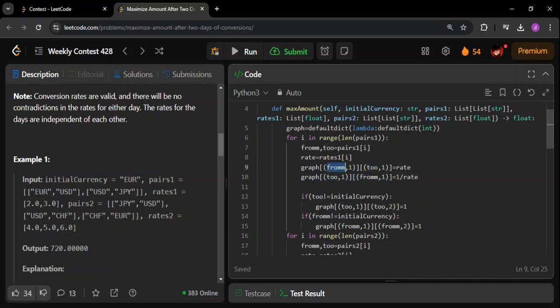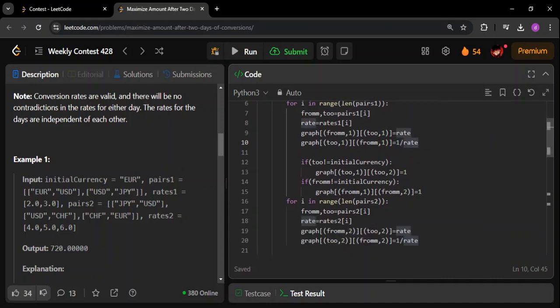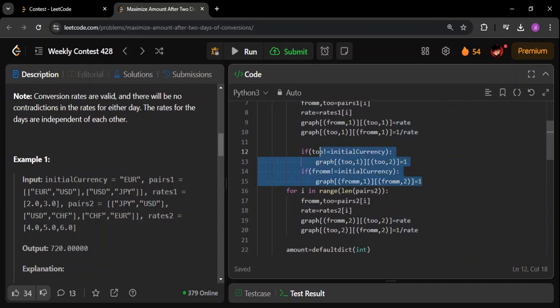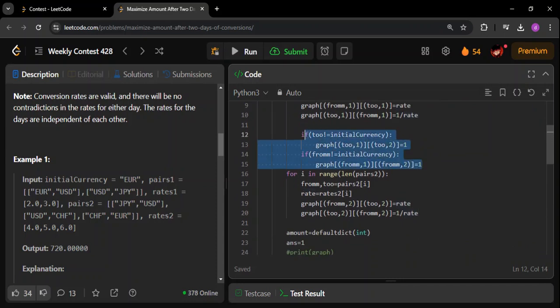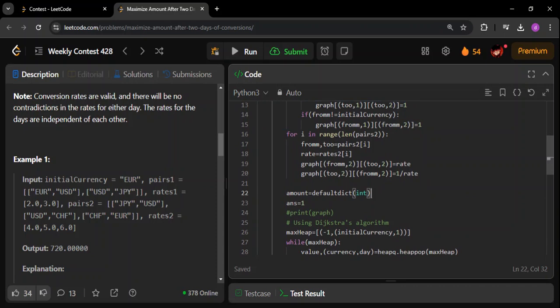For that, the rate will be 1 divided by rate. For that, the weight of the edge will be 1 divided by rate. This is how I'm storing it. This particular part I will come to in a bit of time, just please hold on. But let's see pair 2 now. For pair 2, I'm doing exactly the same thing, remember that.